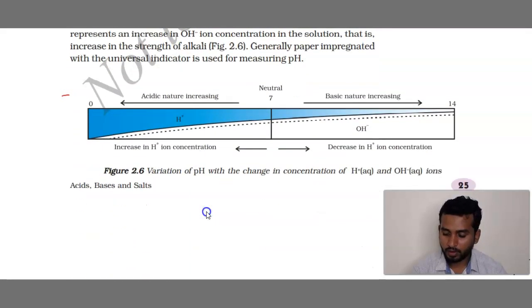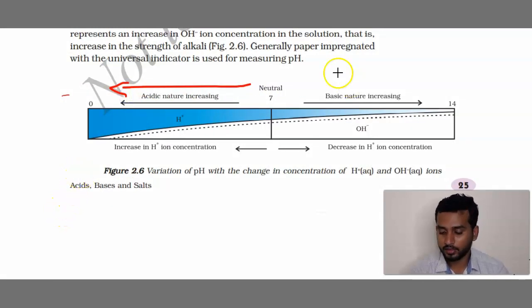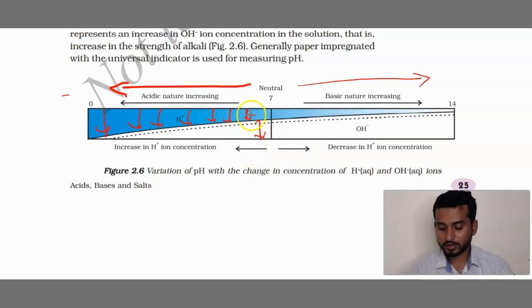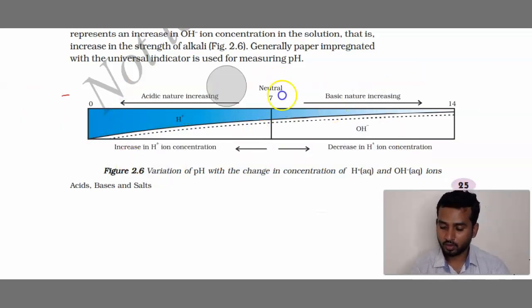7 is neutral. The values lying below 7 towards 0 in this direction are called acidic. If they are moving in this direction, they are called basic. Got it? During acidic, what happens? You can see here the hydrogen ion concentration is increasing. Can you see, children? From here it is small, and here it is a little more. Similarly, when hydrogen ion concentration is more, OH minus ion concentration will be less. If hydrogen is less, OH will be more, vice versa. Got it?